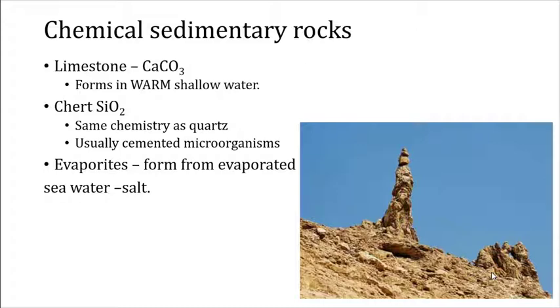The first, and because we're in Florida, is limestone, which is calcium and carbonate precipitated out of the water. If it was a mineral, it would be calcite, but if it precipitates in such a way that it doesn't have a crystal form, it's limestone. Limestone is interesting. Limestone forms in warm seawater. Calcium carbonate precipitates out of warm water.